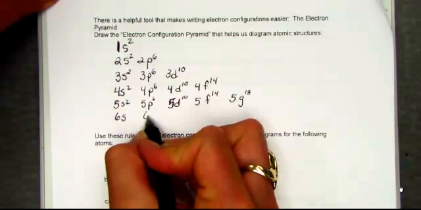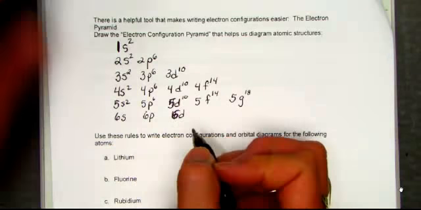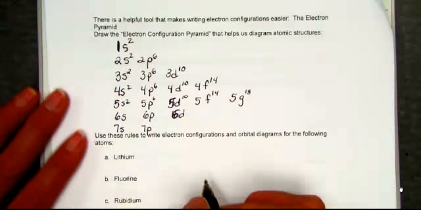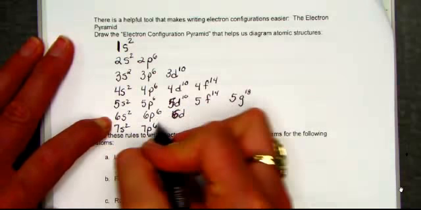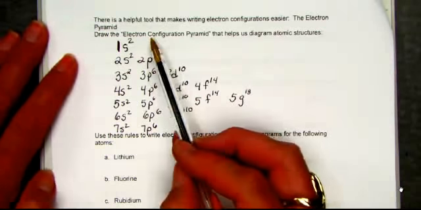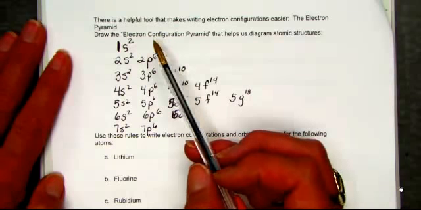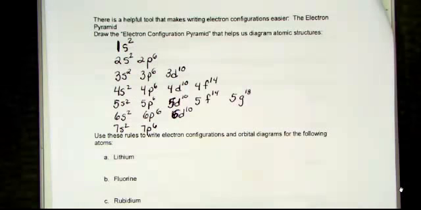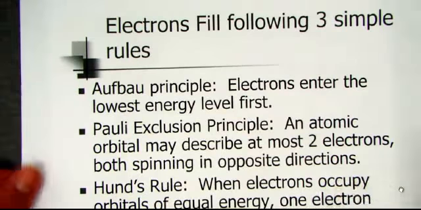Let's draw in a 6S, 6P, 6D, trying to talk and write, and we'll do 7S, 7P, and that's plenty for our electron configurations. So just as you have done, I'm sure, we've drawn in the electron configuration. What this electron pyramid allows us to do is to follow the diagonal arrows, filling in according to the Aufbau principle. Let me just reflash these.